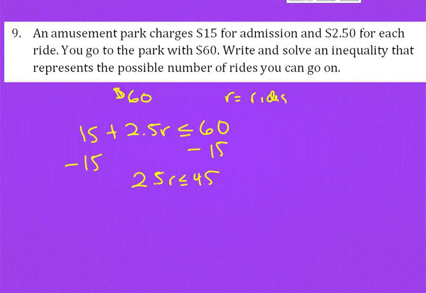So 45 bucks divided by 2.5 is going to give me my answer. So when I do that, R's got to be less than or equal to 18. So I can go on, at most, 18 rides.